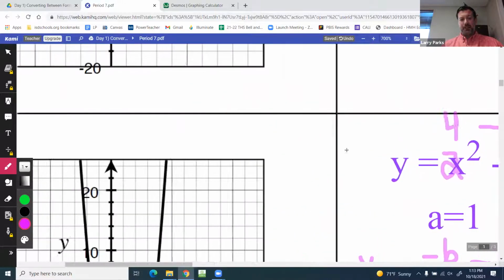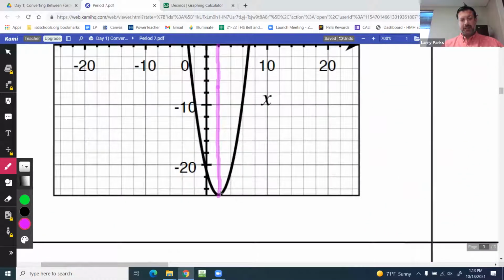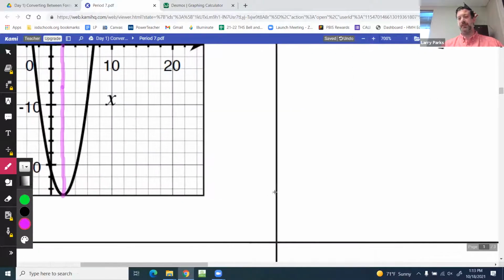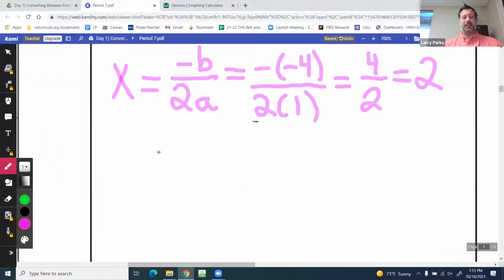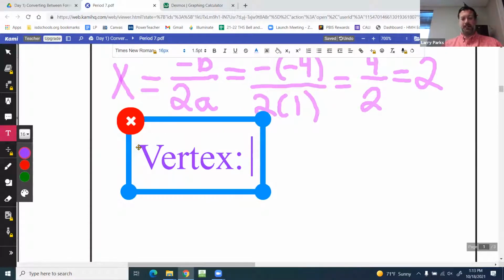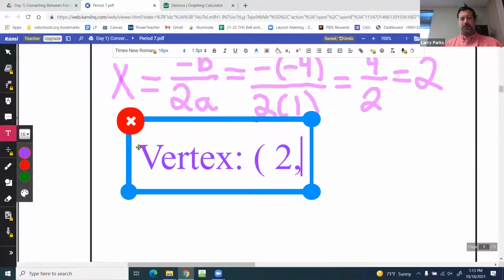And if you look, it should say about negative 25. Negative 20, negative 22, negative 24. That'd be approximately negative 25. So I have the vertex. The vertex is 2, negative 25.